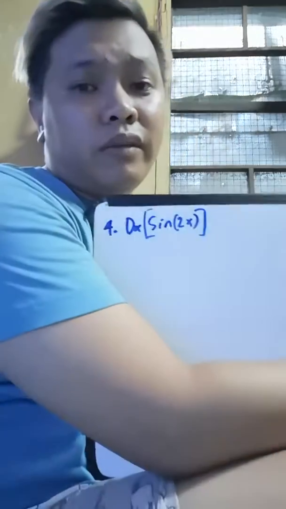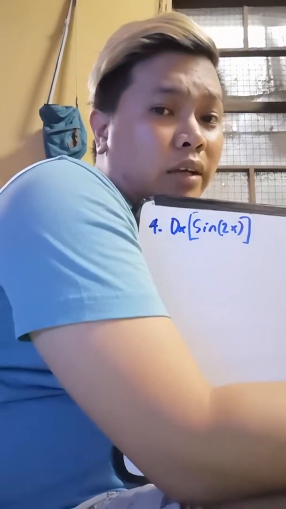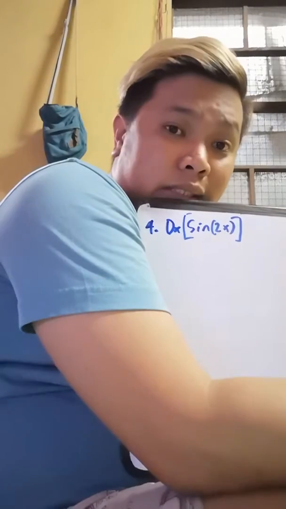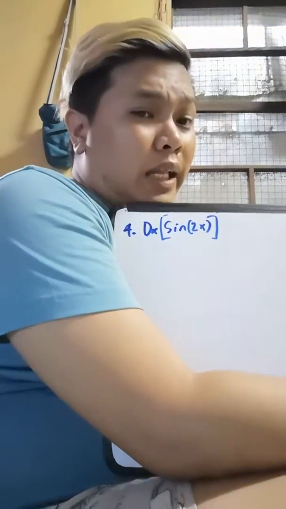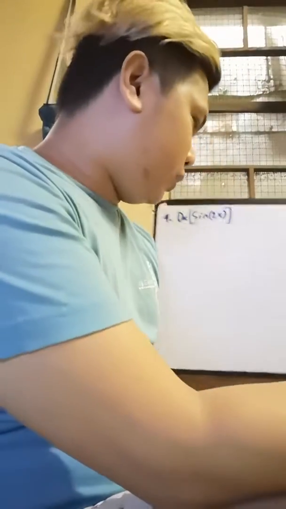Dito, I have a derivative. You are asked to get the derivative of sine 2x. Yung theta sa ating trigonometric function na sine ay hindi lang x. It's 2x. So, hindi siya pwedeng gamitin agad yung rule natin sa derivative ng sin x.